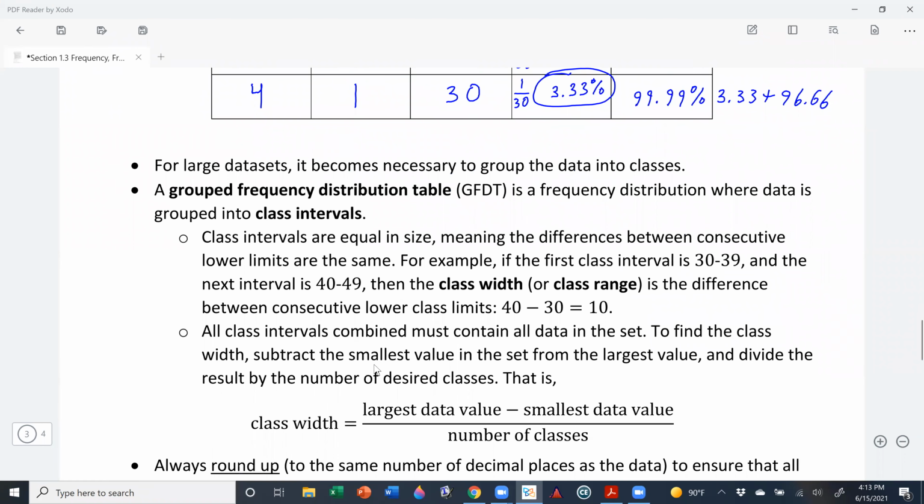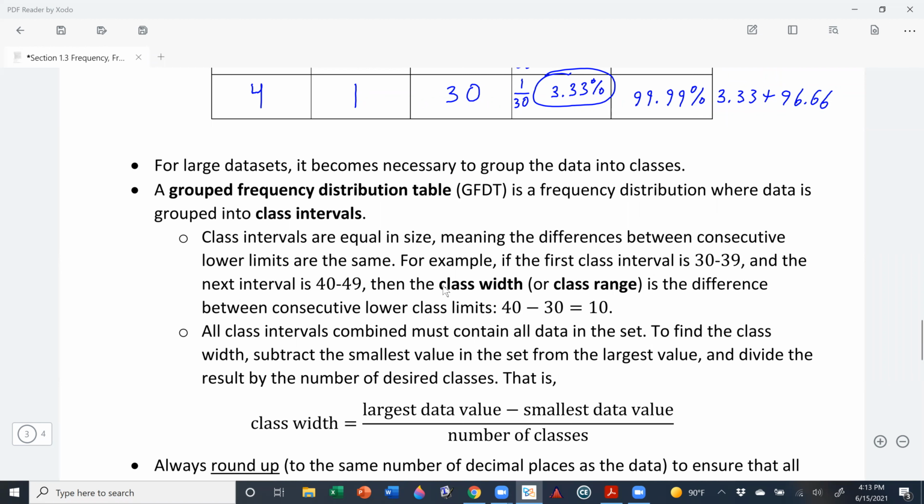So let's break this down, and there's a lot to absorb right here. Class intervals are equal in size, meaning the differences between consecutive lower limits of each interval are the same. For example, if a class interval goes from 30 to 39, this is what I mean by an interval or some range of values. Then the next interval would go from 40 to 49.